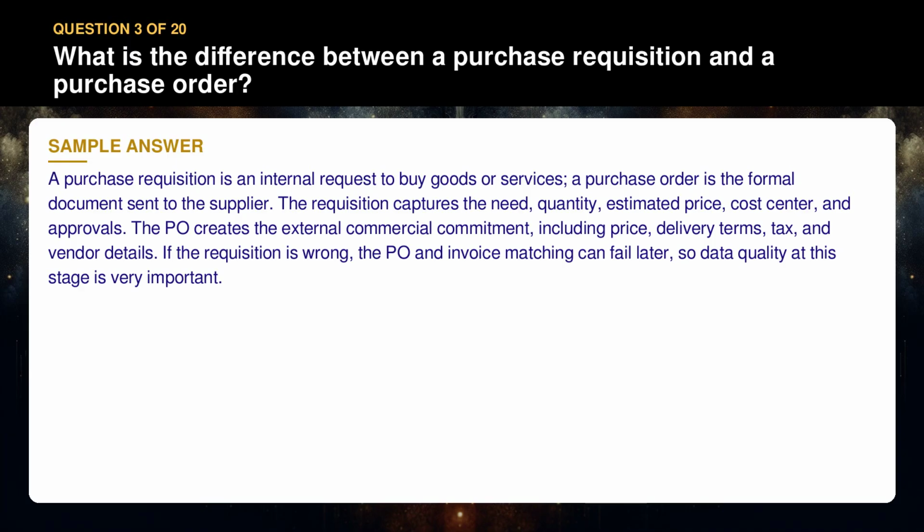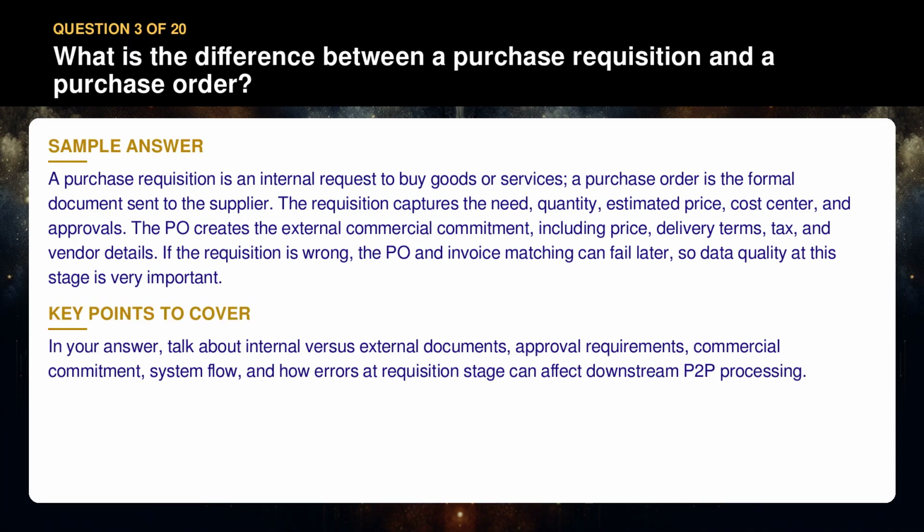In your answer, talk about internal versus external documents, approval requirements, commercial commitment, system flow, and how errors at requisition stage can affect downstream P2P processing.